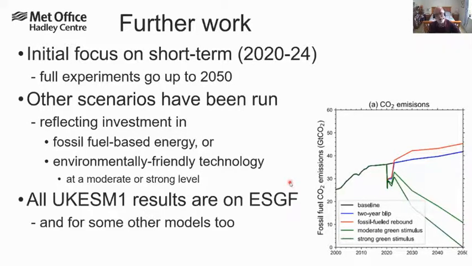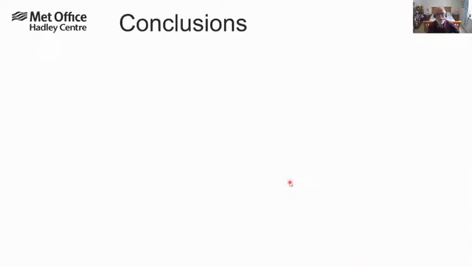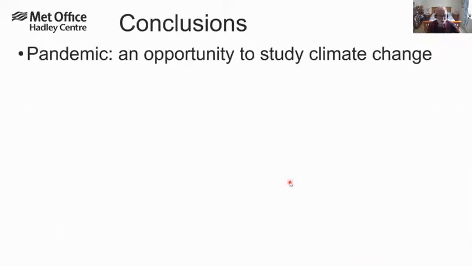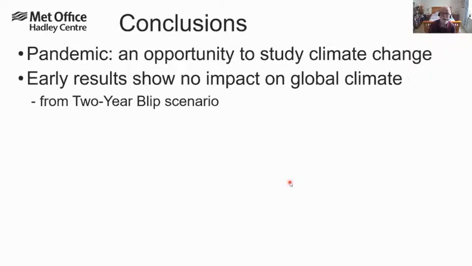All the results that we've got have been put up on ASGF and for some of the other models in COVID-MIP as well. So what we found was that the pandemic, although it had an impact on many aspects of human life on Earth, including health, economics, and society, gives us an unprecedented opportunity to study how the planet's climate responds to anthropogenic changes in its atmosphere. The early results, at least as far as the 2-year blip scenario, show no impact on global climate.